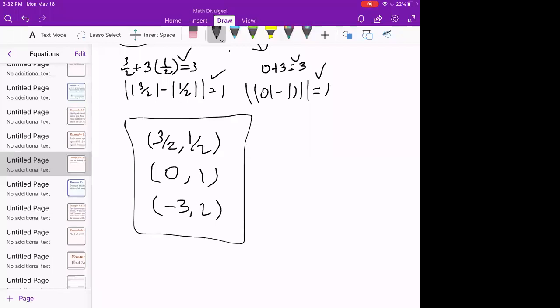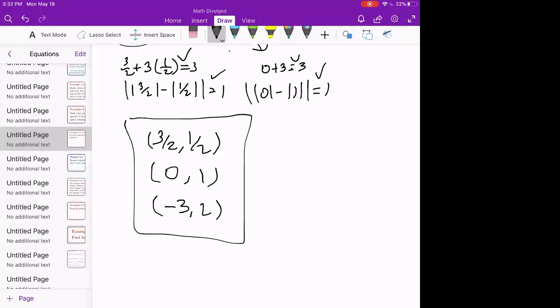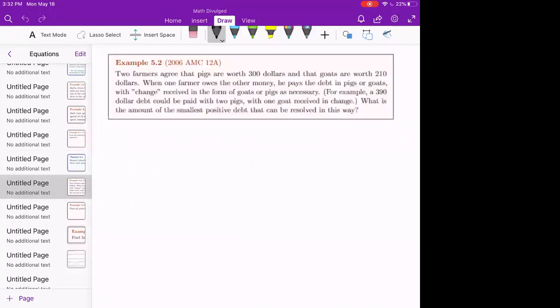So I think this would be best explained with an example. So let's talk about this one. This is a problem from an AMC a few years ago. I'll give you guys a bit to read it.